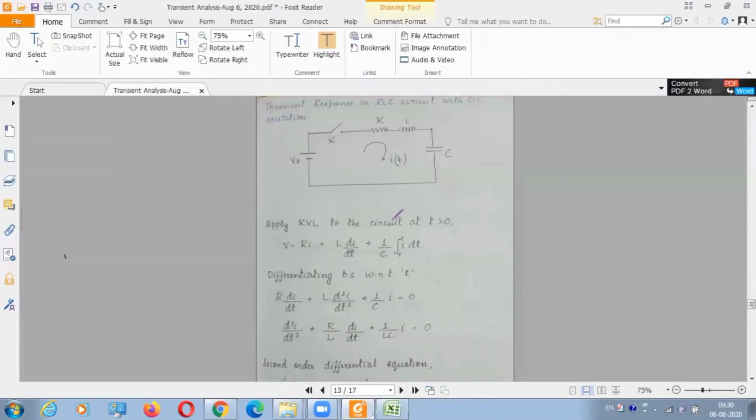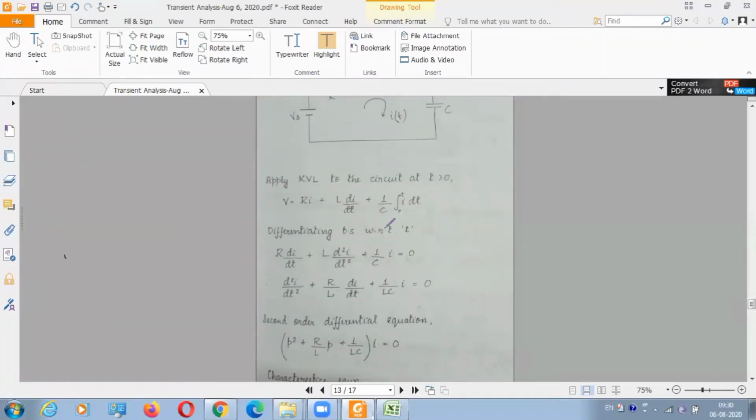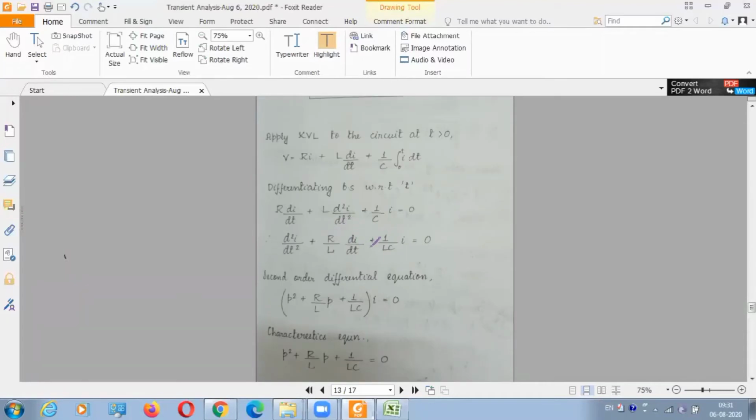Now, going into the topic. Now, RLC with DC excitation. So, in case of RLC, again the same thing: we have to apply KVL and make the analysis. But when we are doing RLC, we write the equation and differentiate it, and we'll find a second order equation.